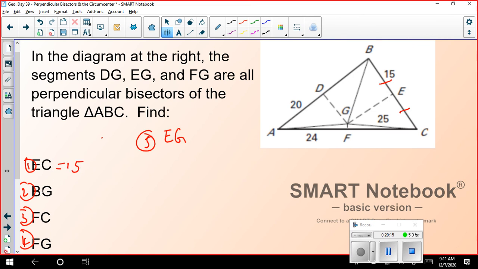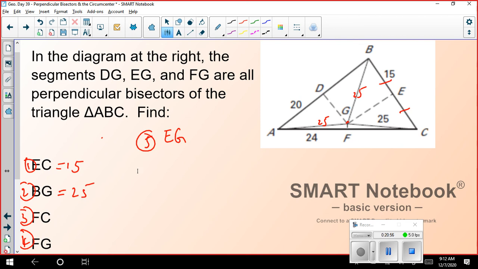Then next, to find BG. BG is a point, and BG is concurrent to AG is concurrent to GC, and G is the point of concurrency. The point of concurrency is the point where the distance from vertices is same, which means AG will be equal to BG will be equal to GC. I know GC is 25, therefore BG is also equal to 25 and AG is also equal to 25. This is 25 and this is also 25. So therefore I can say that BG equals 25.